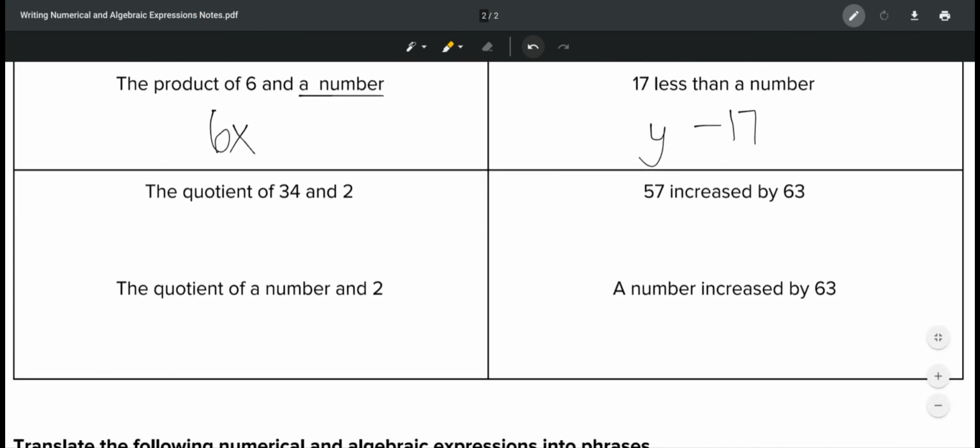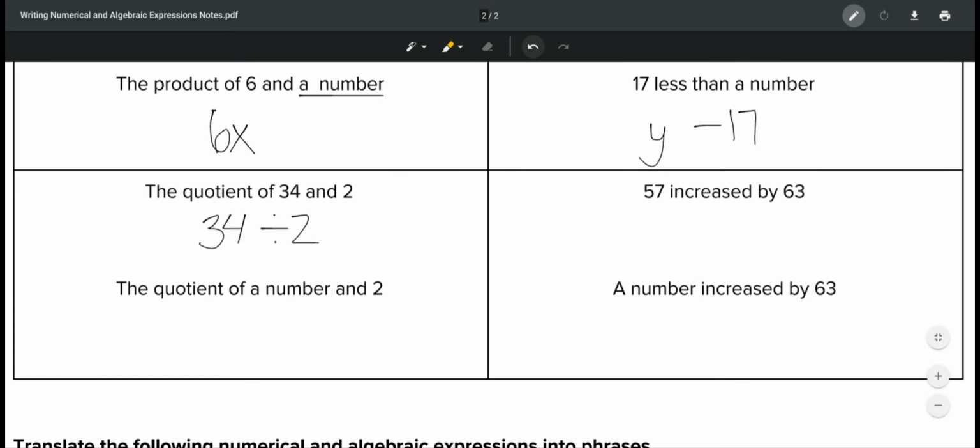It says the quotient of 34 and 2. Flip back to the front if you don't remember what quotient means. Look for it in those columns. But you should see that quotient tells you to divide. So that means if I'm finding the quotient of 34 and 2, I am doing 34 divided by 2.